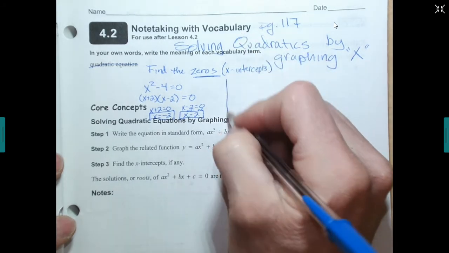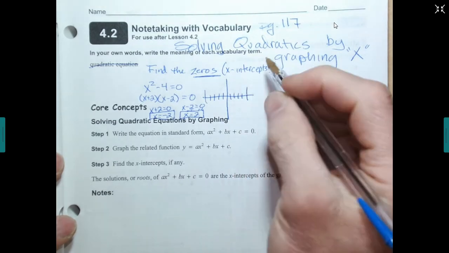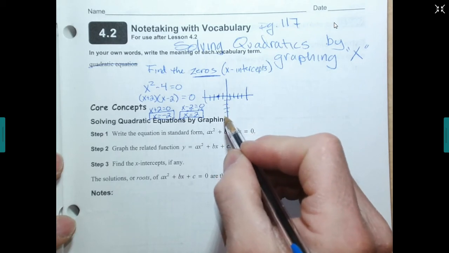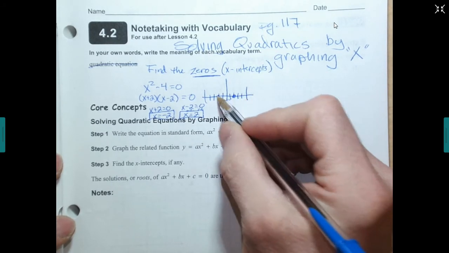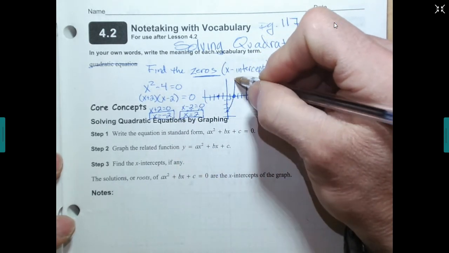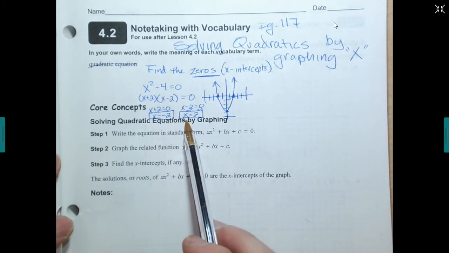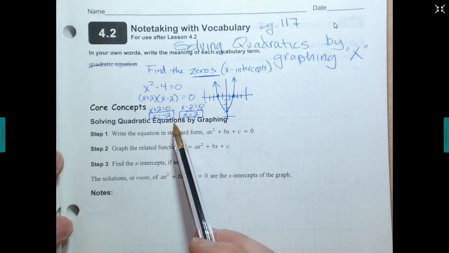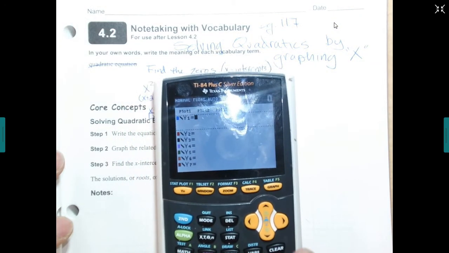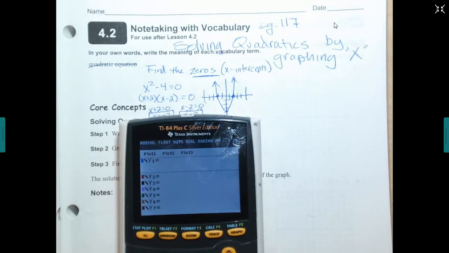If I were to graph this, I would know that it crosses at negative 2 and positive 2. I also know that it's positive, so it's going to go up. So I can graph this by finding my zeros. Now, there's an easier way to find your zeros, and that would be to use a calculator. That's what we're going to be doing today. We're going to find our zeros with the calculator.